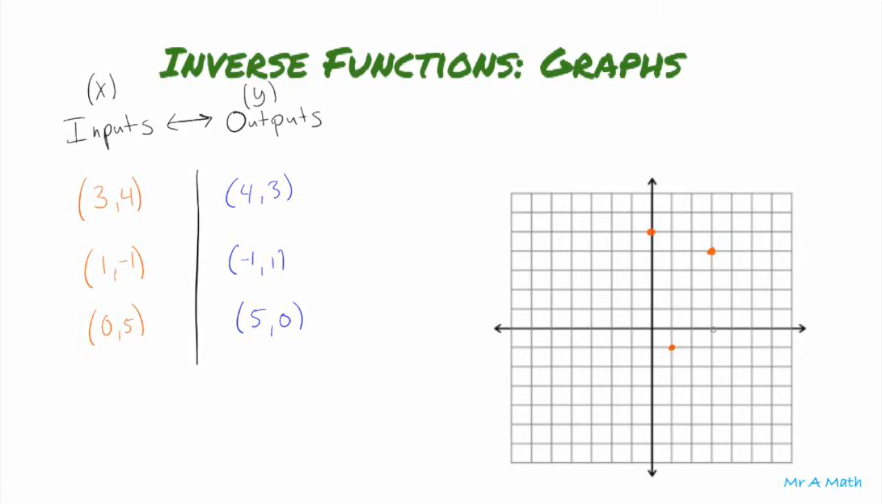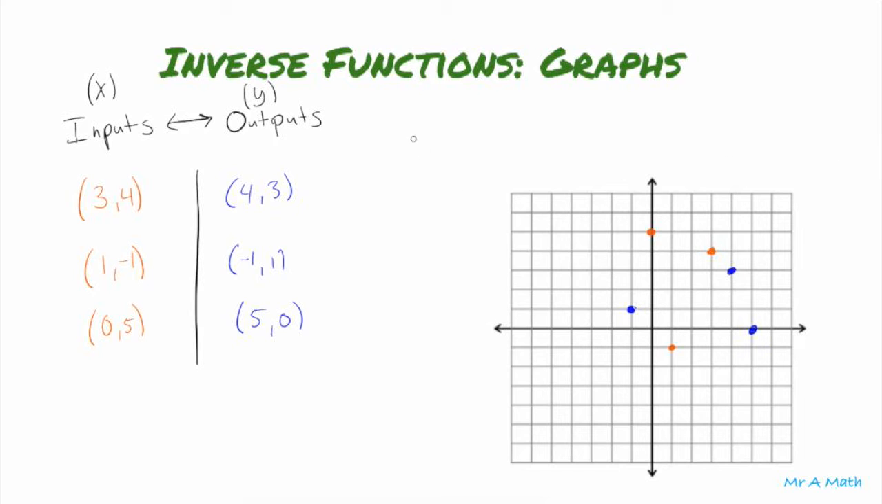The point (4, 3) is going to be right here. The point (-1, 1) is going to be right here. And the point (5, 0) is going to be right here. And what do I notice? There's kind of a nice little symmetry to how these points are inverted.